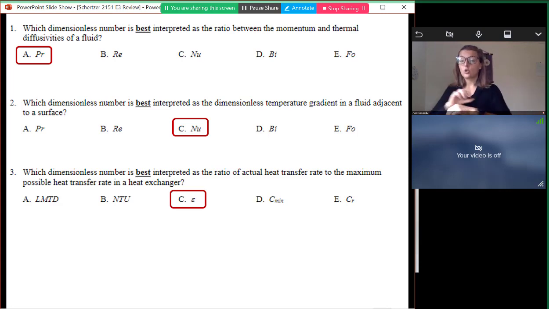So here we're only asking these 3 questions, but you can see that there's this type of multiple choice question that's asking you for a physical interpretation of the different dimensionless parameters that we're using. So if you're thinking about studying, these kind of questions do come up on exams.